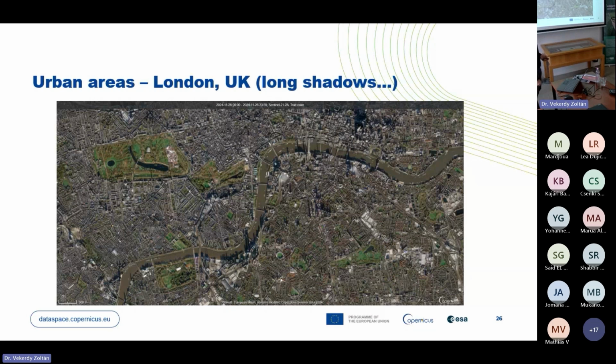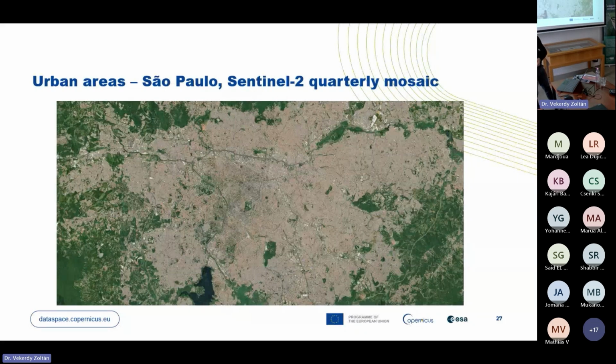For cities, this is Hyde Park, by the way. For cities, true color is often the best thing you can use, unless you are into specific things like radiation hotspots or urban green space. I think that many different urban development things can be nicely explored just using a true color image. This is another true color example.